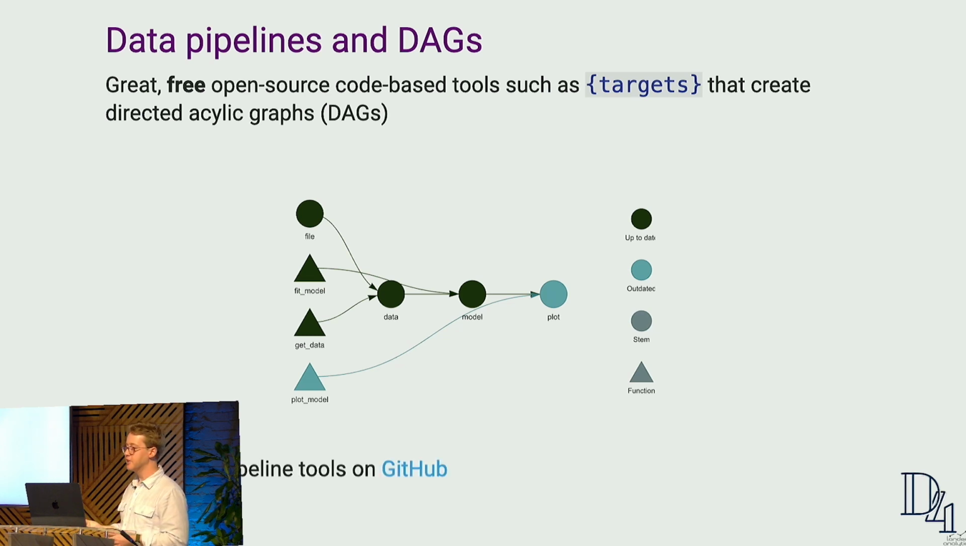But there's many other pipeline tools available, not just R and targets, and you can find these on the link on GitHub.